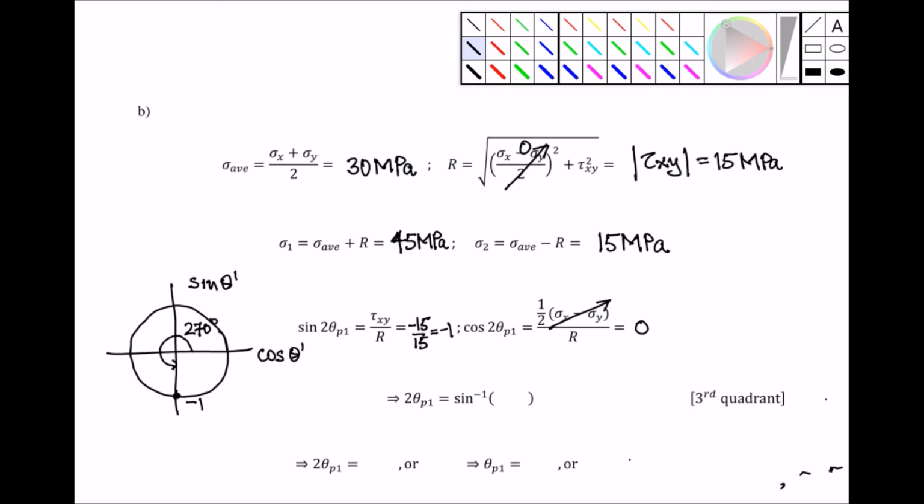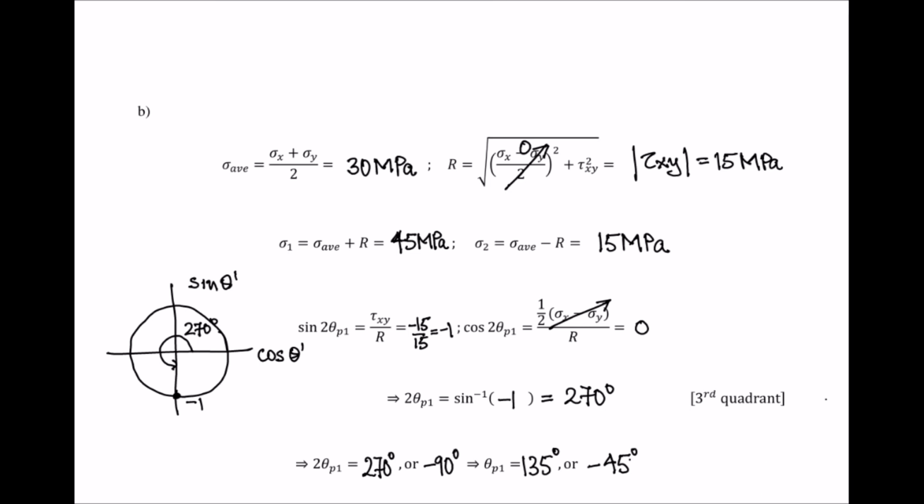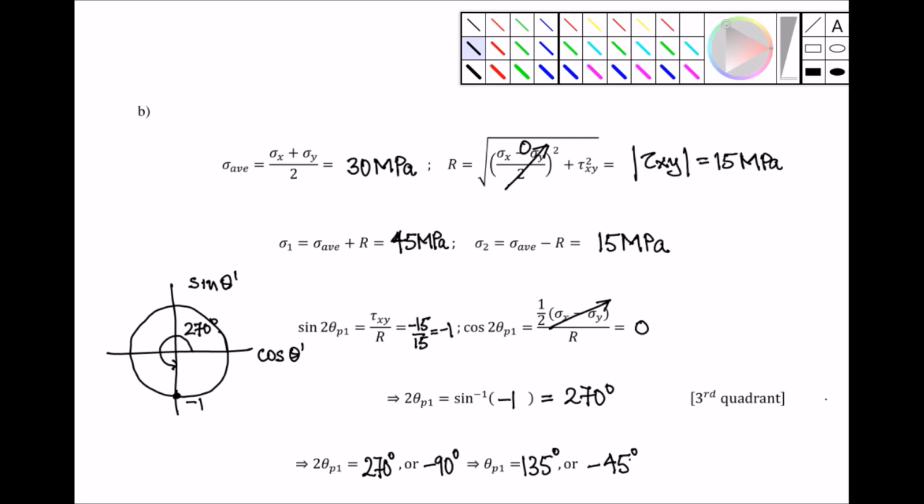Therefore, 2 theta p1 equals inverse sine of minus 1, or 270 degree. We can also say that this is equal to minus 90 degree. Theta p1 equals 135 degree, or negative 45 degree. Since both angles are 180 degrees apart, it's essentially the same thing.